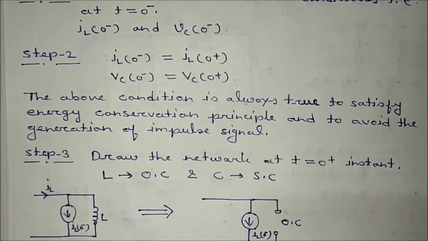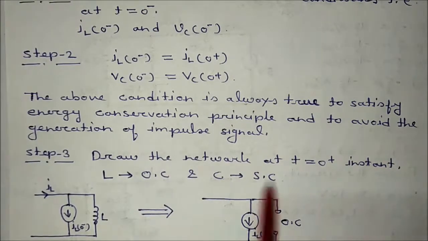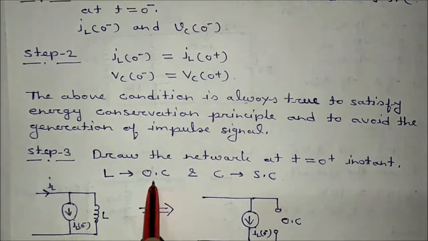What is the step 3? Draw the network at T is equal to 0 plus instant. Okay, by making L as open circuited and C as short circuited. Okay, at T is equal to 0 minus, L behaves like a short circuit, but at T is equal to 0 plus, it is behaving like an open circuit. At T is equal to 0 minus, C is behaving like open circuited, but at T is equal to 0 plus, it is behaving like a short circuit. Okay, please remember this point. This is very important. L behaves like open circuit at T is equal to 0 plus. C will behave like a short circuit at T is equal to 0 plus, but at T is equal to 0 minus, this was open and this was for short circuit.